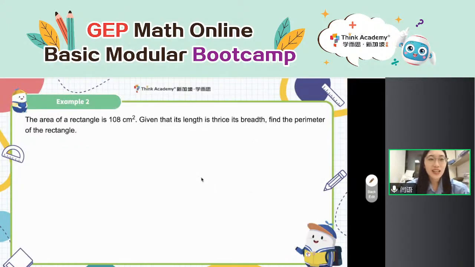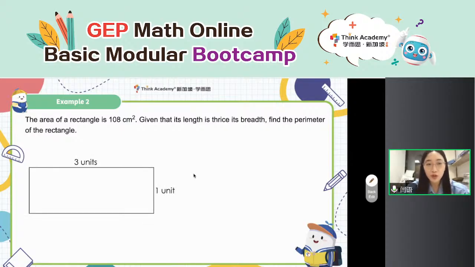Okay, good. So next one, the area of a rectangle is 108 centimeters square, given that its length is thrice its breadth. Find the perimeter of the rectangle. So now you see that in this question, we know the area and we try to figure out the perimeter. Then what should I do? Here, let me show you first. Firstly, let's try to draw out a rectangle and label out the length and the breadth as 3 units and 1 unit respectively.